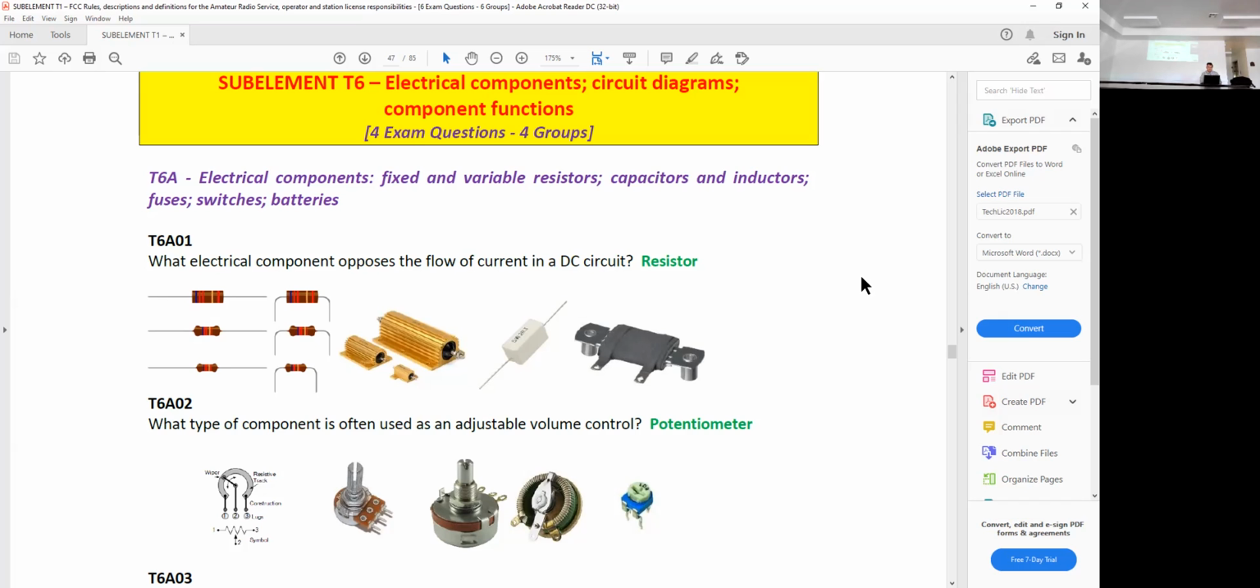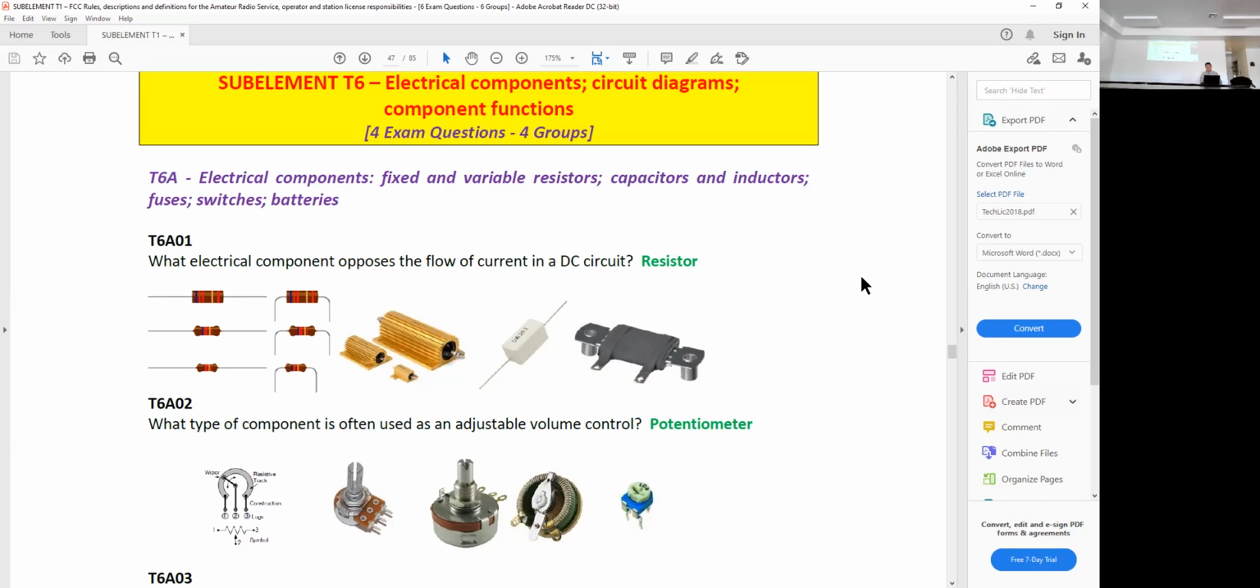So question 2, what type of component is often used as an adjustable volume control? And the answer to that is potentiometer. And if you can imagine a resistor, but if it has a wiper that goes from one side to the other, as it moves farther and farther into the resistor, you get more and more resistance. Can you kind of imagine that if you had our original resistor symbol, and then you add an adjustable arm on it that goes from one side of it to the other? Now it becomes a variable resistor, and that's called a potentiometer.